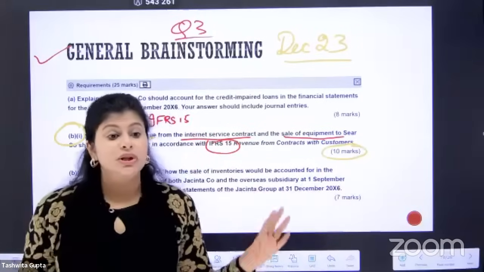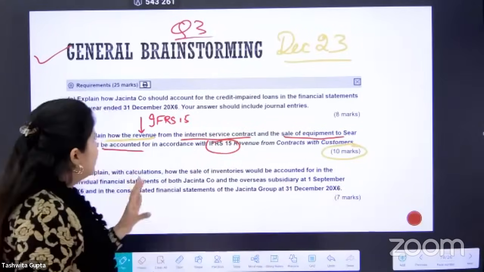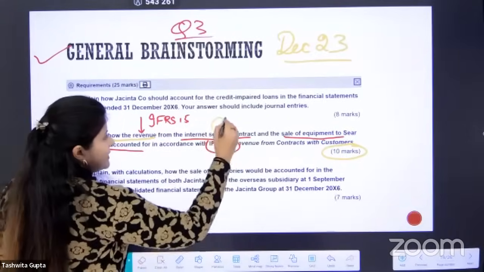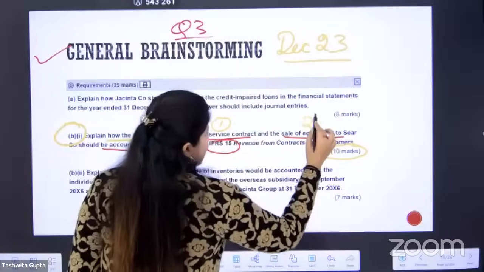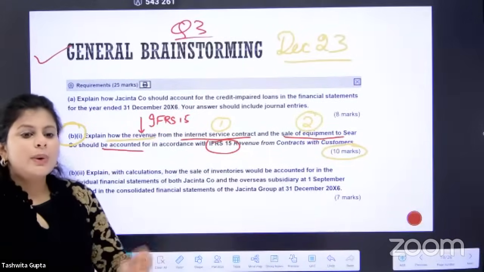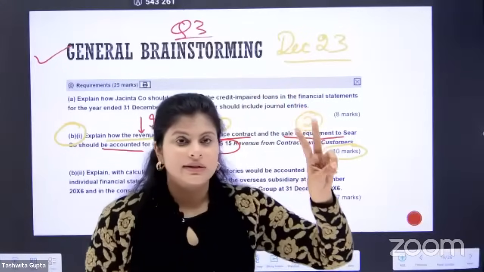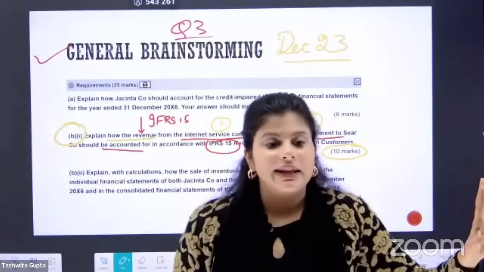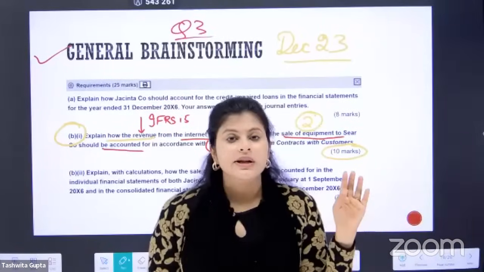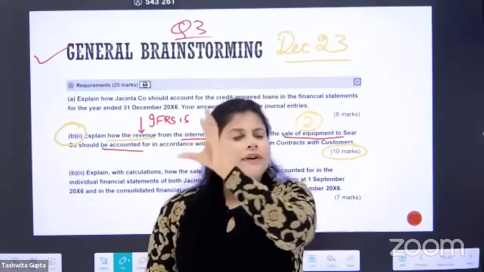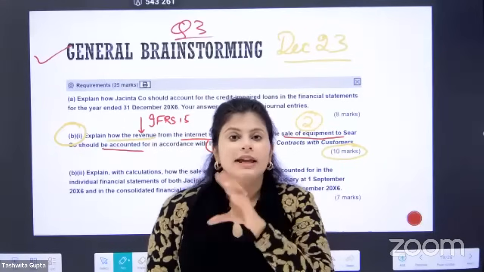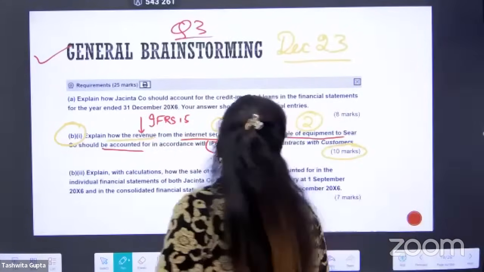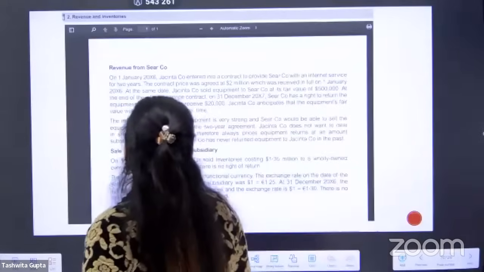10 marks, huge deal. So here I'm supposed to explain the revenue of one, internet service contract, two, sale of equipment. So quickly, I can give two headings in my mind. Sale of internet service. I've not even read the case study. I don't know what this internet service is, but I can give this heading, sale of internet service, and a heading, sale of equipment to Seer company. Right? So now let's read what is given to us.